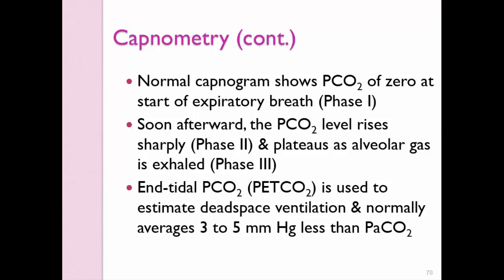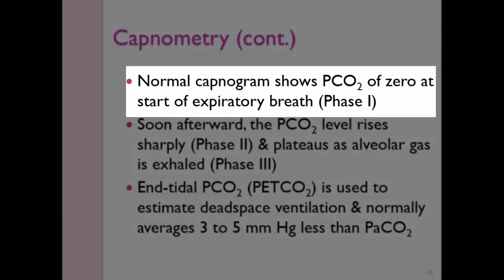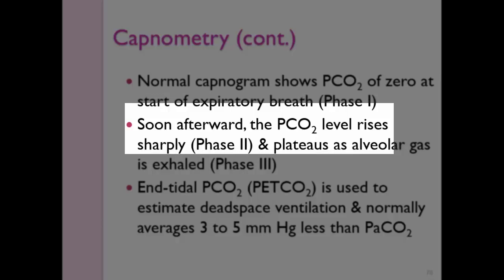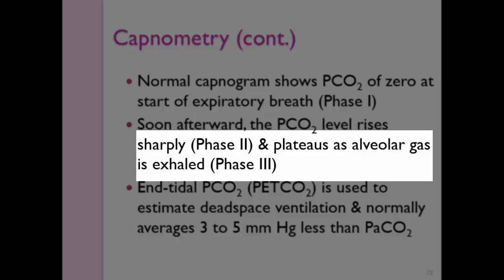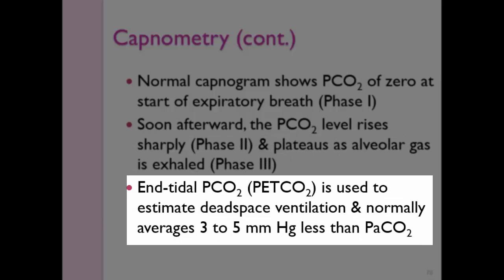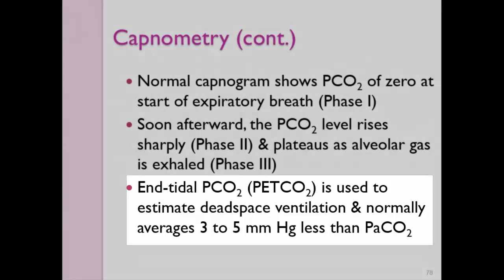The normal capnogram has three phases, phase 1, phase 2, and phase 3. Phase 1 is the zero, the start of the expiratory breath. In other words, you have very little exhaled carbon dioxide in the trachea, and that's what comes out first, in your large airways. And soon afterwards, the PCO2 level rises sharply and plateaus as the alveolar gas is exhaled, and that represents phase 2 and phase 3. Then you have the end-tidal CO2 level, or what we refer to as PETCO2. This is used to estimate dead space ventilation and normally averages 3 to 5 millimeters of mercury less than the arterial tension of carbon dioxide.